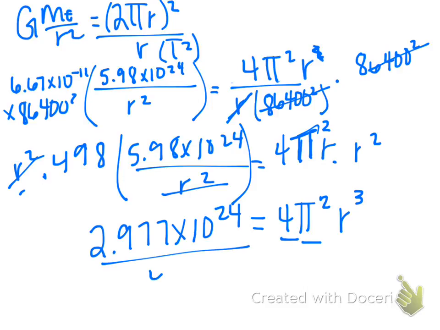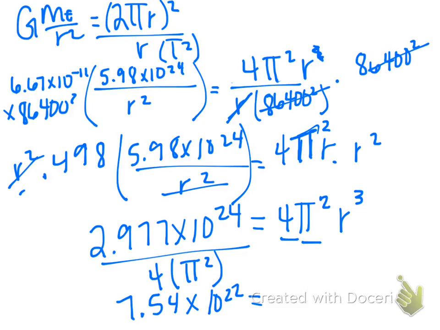Okay, so divide by 4 and pi squared. Be careful here when you do this in your calculator in the denominator. So I would hit divide by 4 equals, then divided by parentheses pi squared. That's what I would probably do, just to make sure. And I got about 7.54 times 10 to the 22nd equals r cubed.